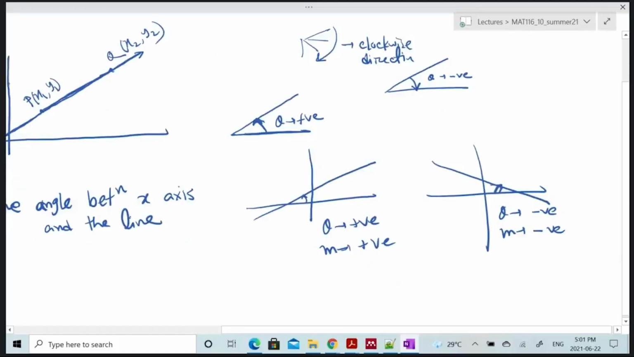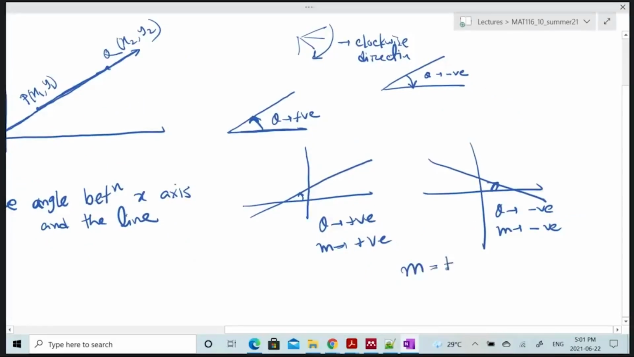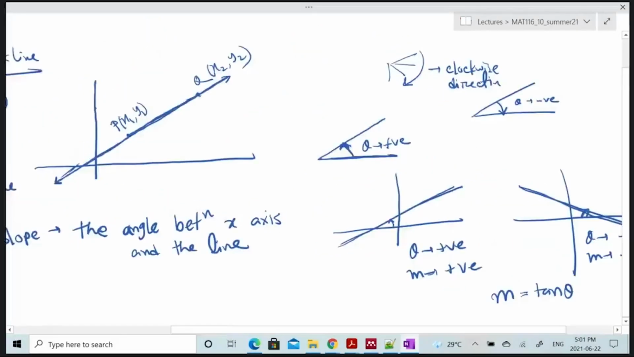And why is that? Because m is related to tan theta. So m we can call it tan theta. So as you can see, we have positive slope and we have negative slope. And slope is basically the angle the line makes with x-axis. So is it clear up to now? The concept of the slope? Yes, ma'am. Okay.